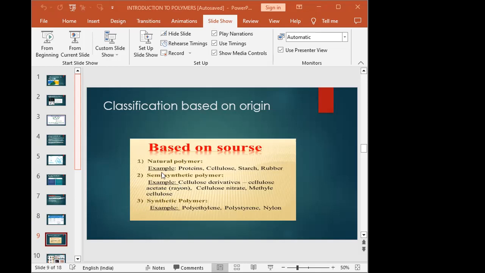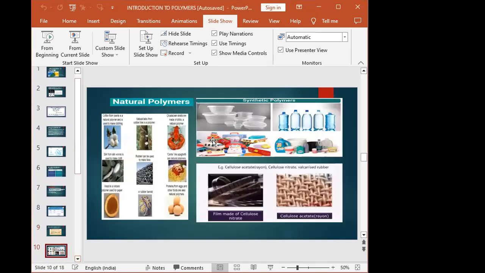Now, the third type of polymer based on the source or origin is the synthetic polymer. These are the polymers which humans can artificially synthesize in the lab. Some commonly produced polymers which we use in day-to-day life are polyethylene, a mass-produced plastic which we use in packaging, or nylon fibers commonly used in our clothing, fishing nets, etc. Now coming to the next slide, which shows pictures of some natural, semi-synthetic and synthetic polymers.